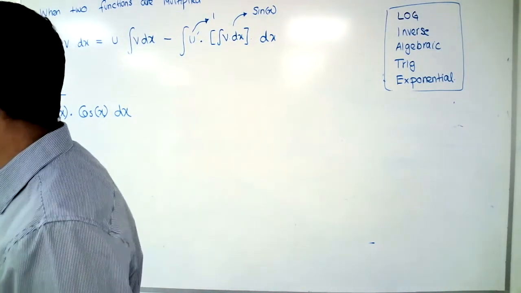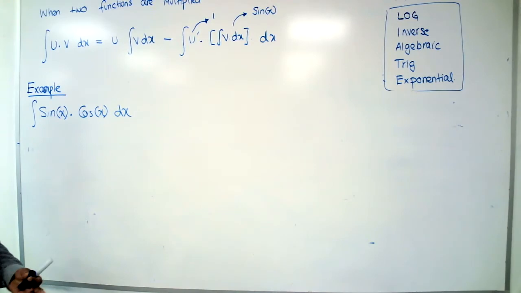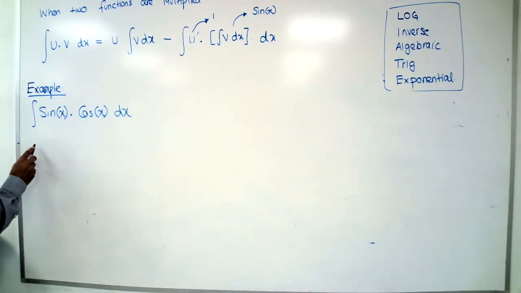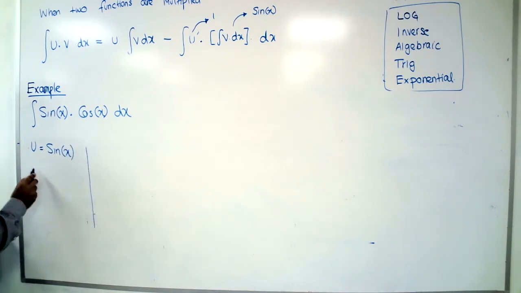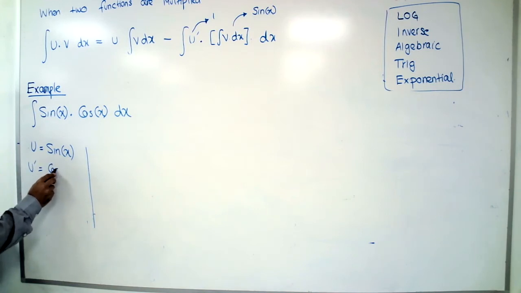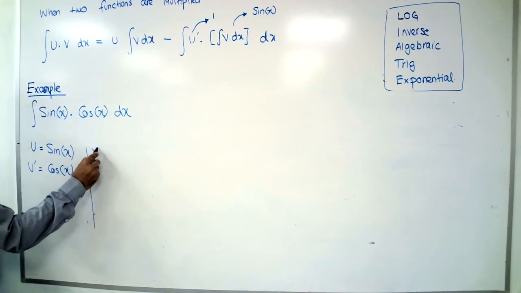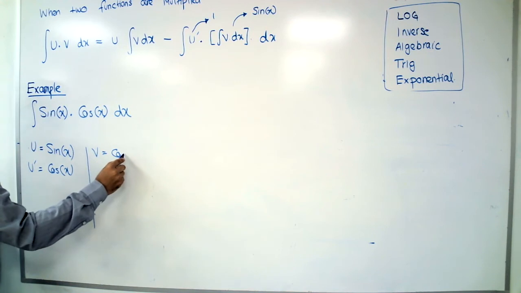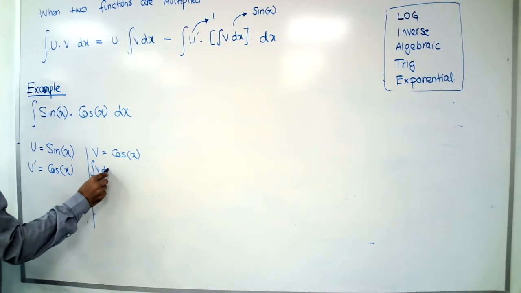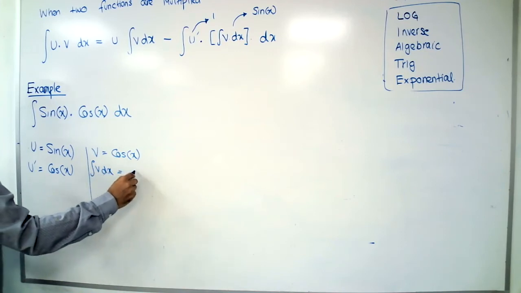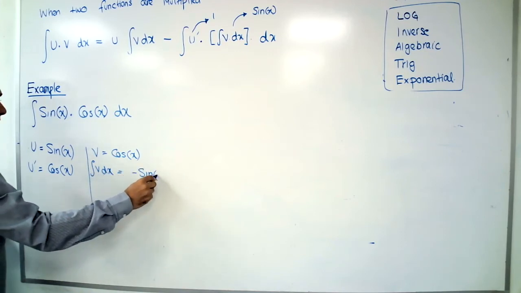Okay, two tricks. So let's have a look at what we're going to do. I need a u, so I'm going to call sine x my u. So I need u dash, which is actually cos x. Differentiate this bit, cos x. My v dash is cos x, so I need to integrate this one, and the integration of that one is minus sine x.